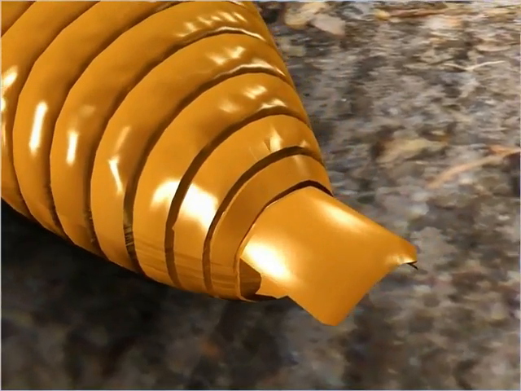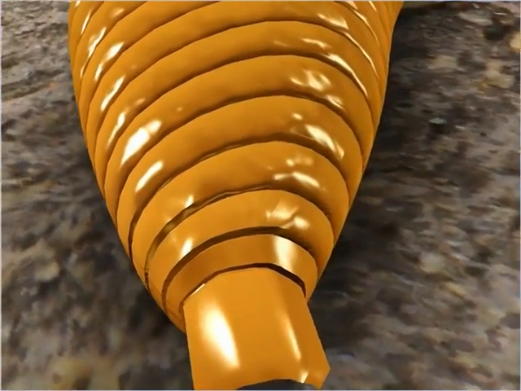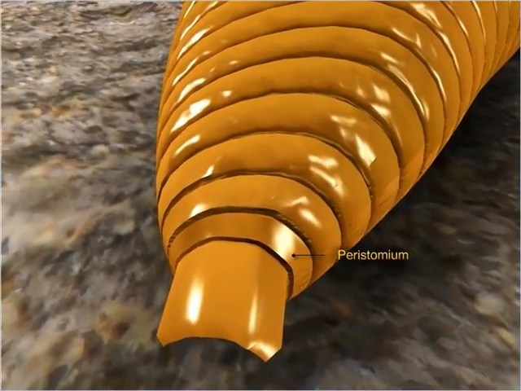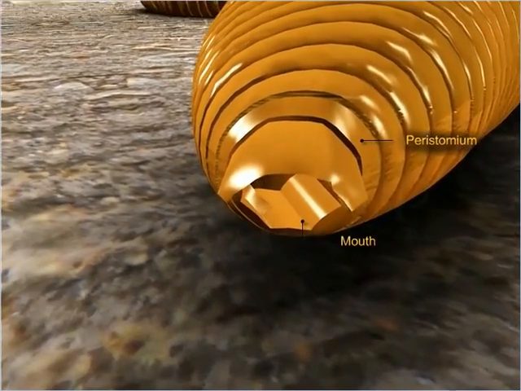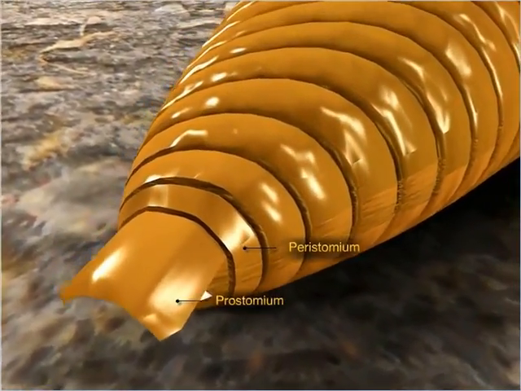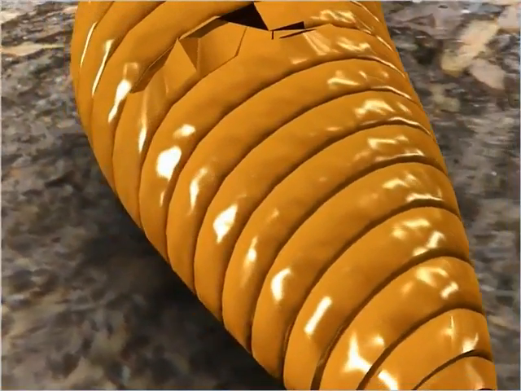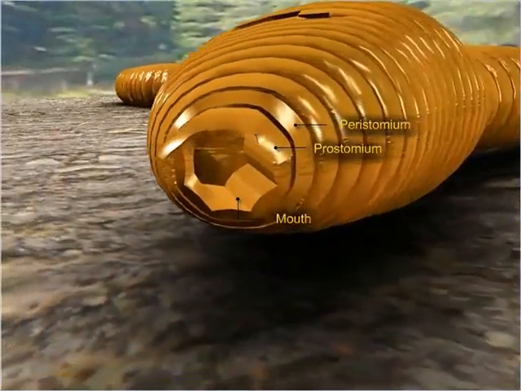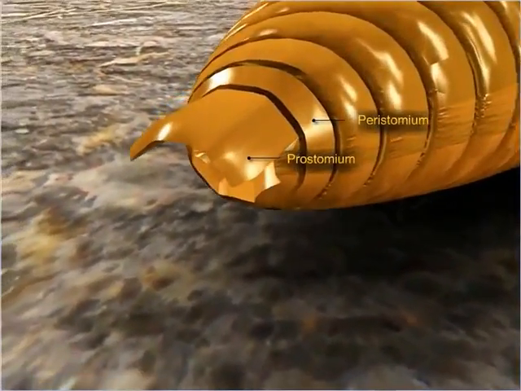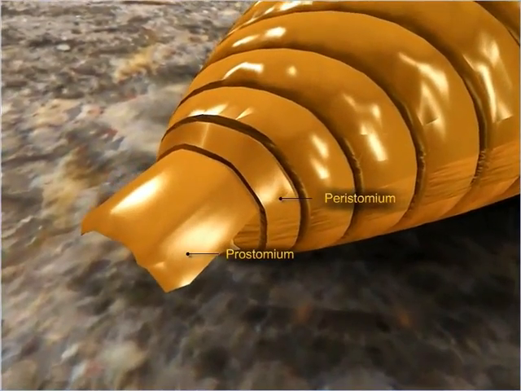The first segment of the earthworm's body is called the peristomium. The peristomium consists of a ventral opening known as the mouth in addition to a prostomium. The prostomium is a lobe-like extension that is located dorsally on the mouth and forms the cover of the mouth. It acts like a sensory organ.